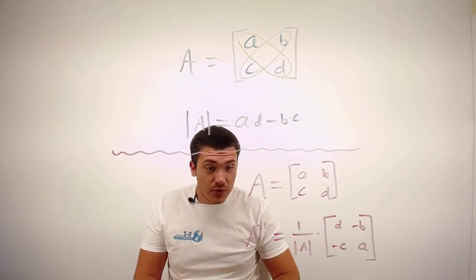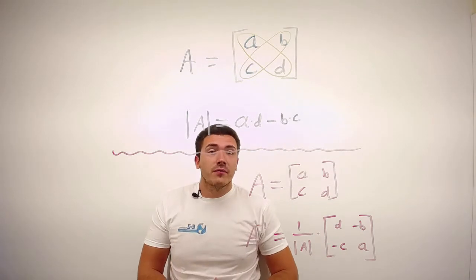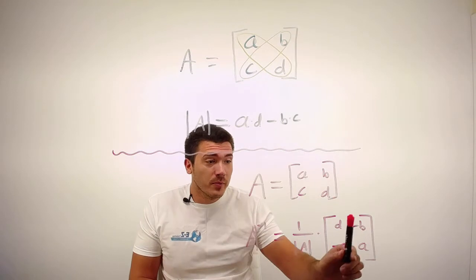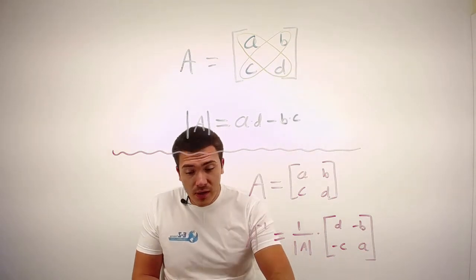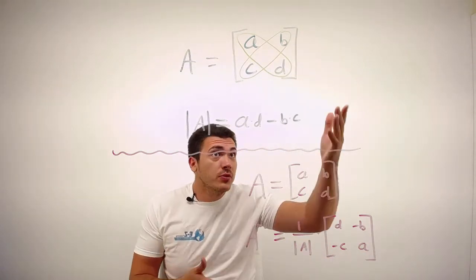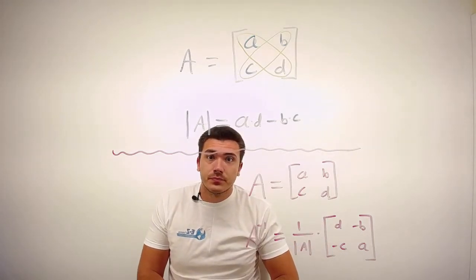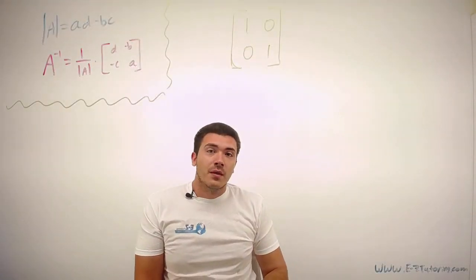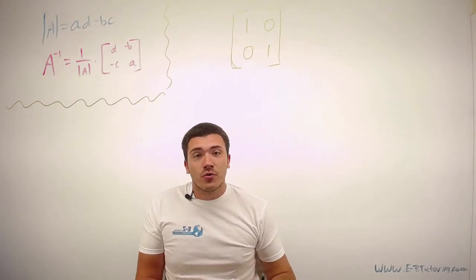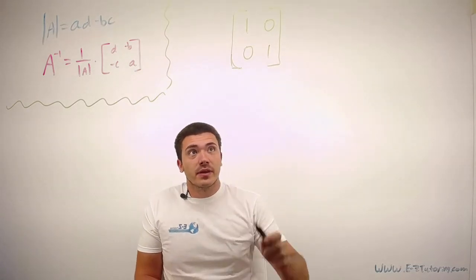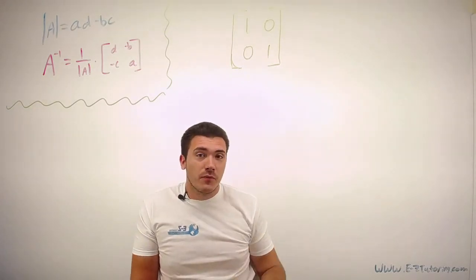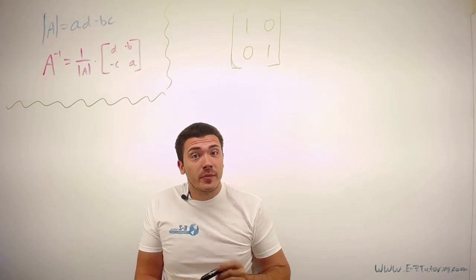So all I've done so far is I've simply written down the formulas for this. Written down the formula for a determinant and the formula for the inverse. So now let's go ahead and actually do both of these with some real numbers. Okay, so let's suppose we are trying to find the determinant and the inverse of this matrix right here, 1, 0, 0, 1. So first we are going to start with the determinant.